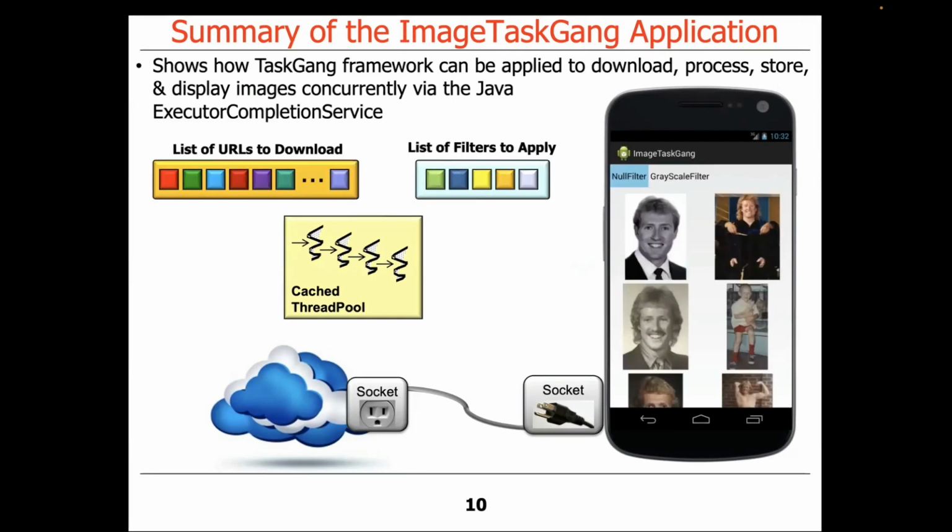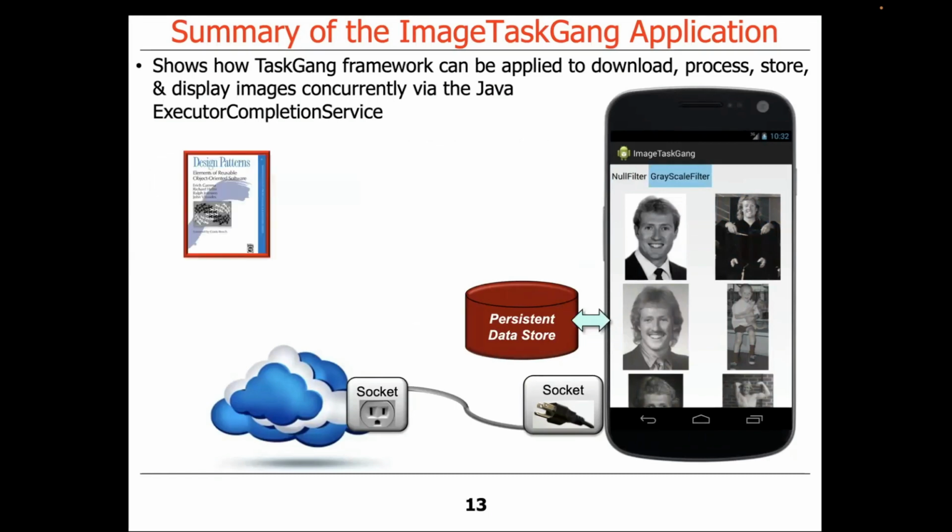We've got the list of URLs. We've got the list of filters to apply. We have different kinds of output. We have the colored versions. We have the grayscale versions and so on. And everything's then stored locally on the device.